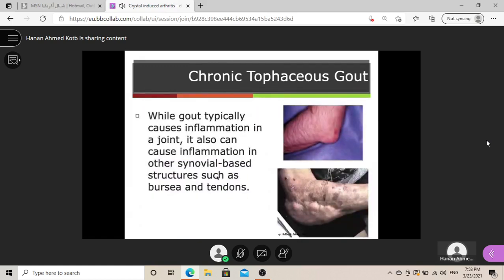While gout typically causes inflammation in the joints، it also could cause inflammation for the periarticular structures، the synovial based structures such as the bursae or tendons. This is the forearm، and this is the elbow joint. وديت عندي هنا hot bursa ممكن تبقى bursitis أو olecranon bursitis أو ممكن يبقى فيها إيه توفاي ويبقوا firm وclusters of solid masses.